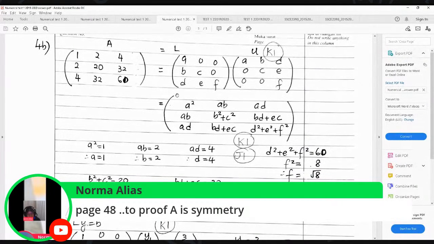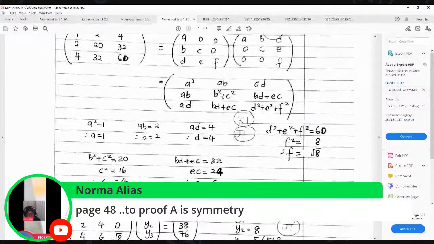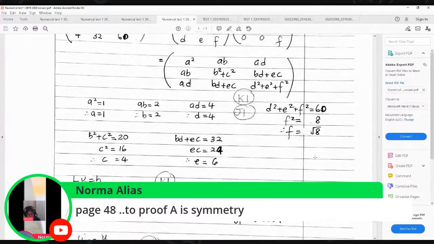A squared equals 1, so A is equal to 1, matching between L times L transpose and A. AB is equal to 2, so B is equal to 2 divided by 1. AD is equal to 4, so D is equal to 4 divided by 1. So you get all the elements. You can get C equal to 4, E equal to 6, and F equal to 8. Please find the positive value. You can use negative, but for fast calculation, use positive.